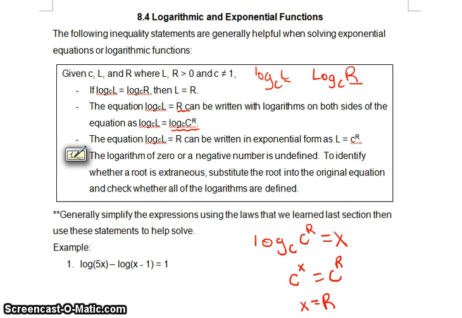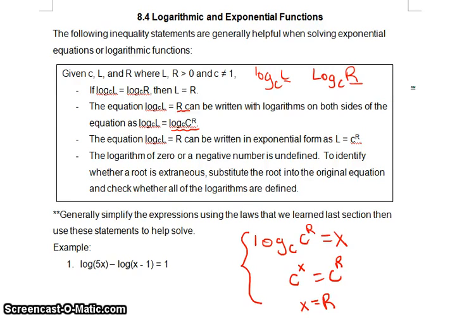Okay, so looking at that third statement there, we have the equation log base c of L is equal to R. This we can also rewrite in exponential form as L is equal to c to the power of R. So it's going to be pretty similar in explanation to what we did in our second statement. Just this time, instead of rewriting our right-hand side, we're going to rewrite that left-hand side as exponential form. We'd find that L is equal to c to the R. You guys can try that one out.